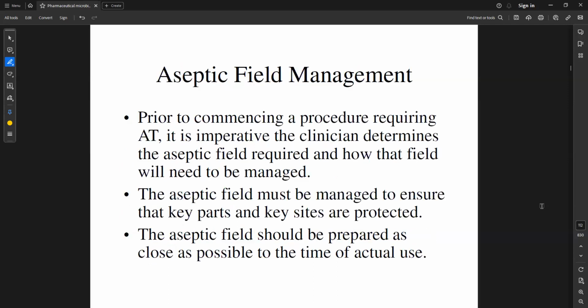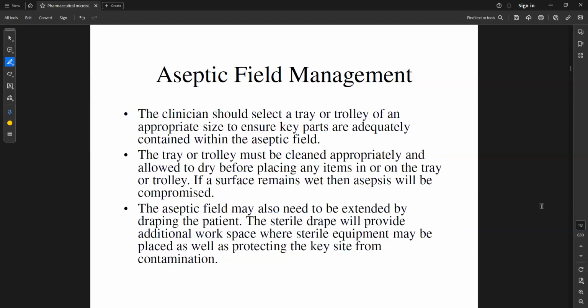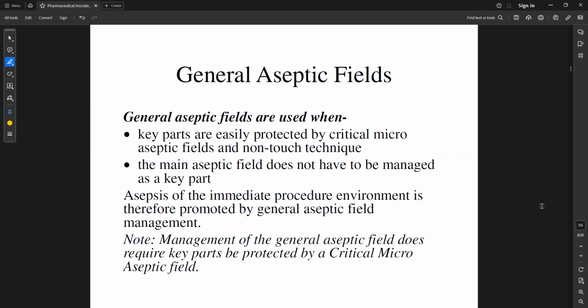So next one, aseptic field management. Prior to commencing a procedure requiring aseptic technique, it is imperative the clinician determines the aseptic field required and how that field will need to be managed. You guys can read through this. It's not much.